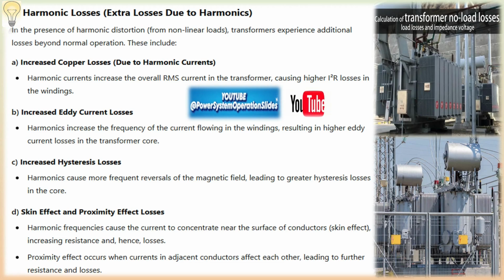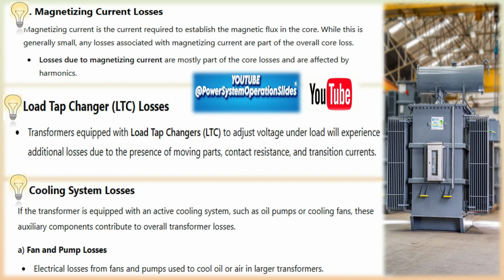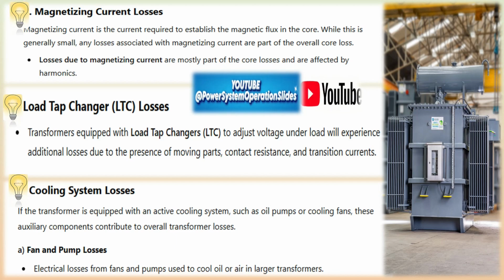Skin effect and proximity effect losses. Harmonic frequencies cause the current to concentrate near the surface of the conductor, the skin effect, increasing resistance and, hence, losses. Proximity effect occurs when currents in adjacent conductors affect each other, leading to further resistance and losses.